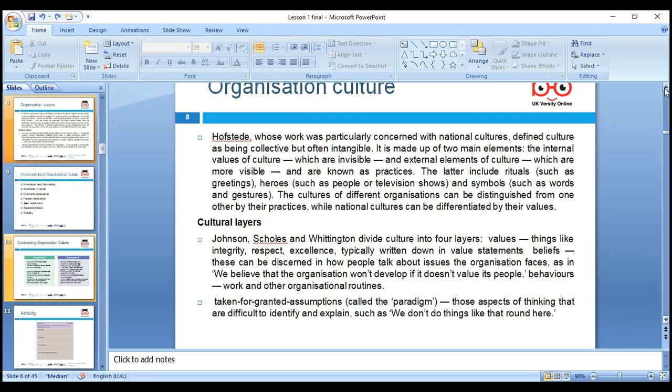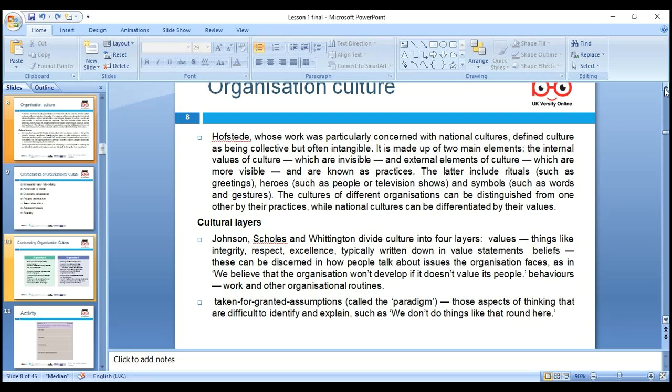Tangible culture: look around at the infrastructure of the organization, the building, the layout, which is also part of culture, and any asset you own in the organization. The external elements of culture, which are more visible, are known as practices. These include greetings, heroes, symbols, and gestures. The culture of different organizations can be differentiated from national culture by values.